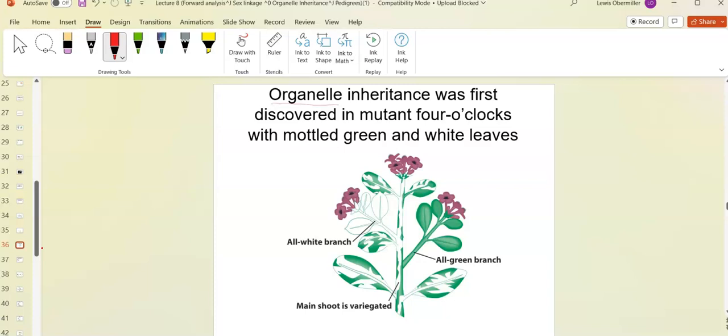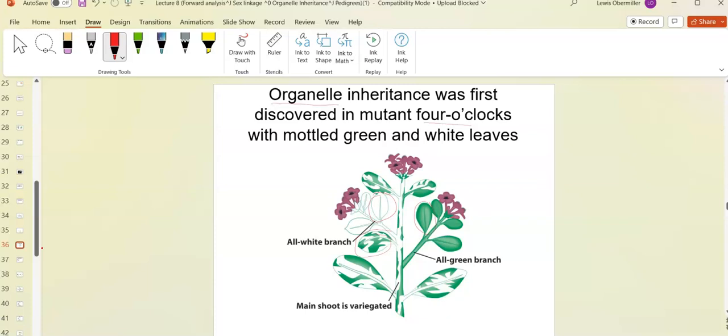And now we're going to talk about how organelle inheritance occurs. So there is a flower called four o'clocks, and they can have white leaves, and they can have what we call mottled leaves, and then they can have pure green leaves.